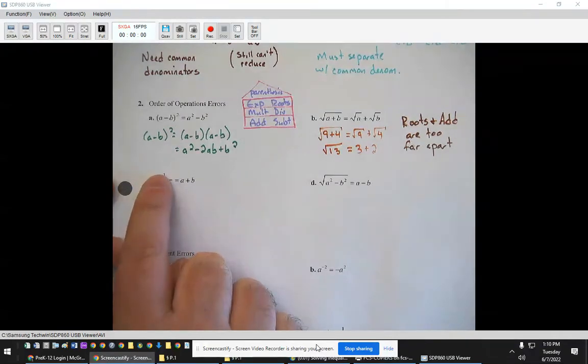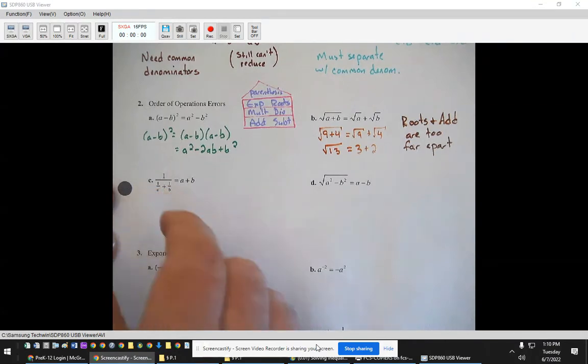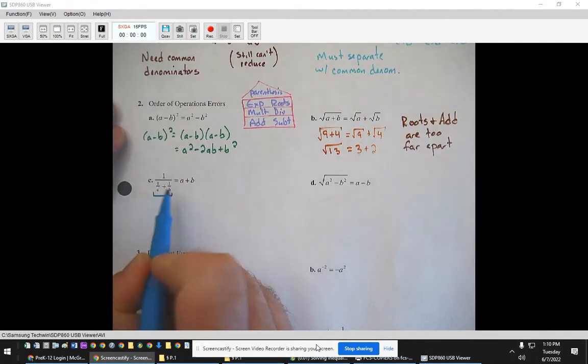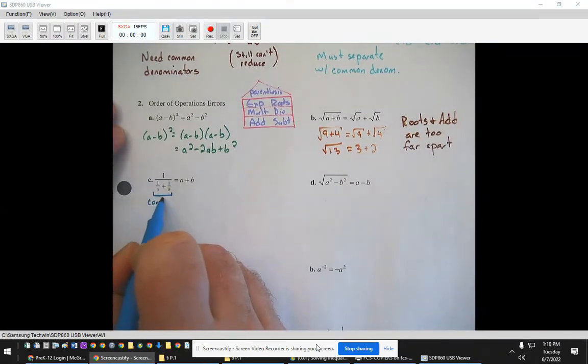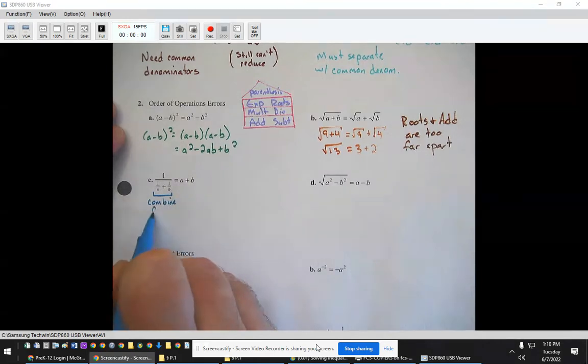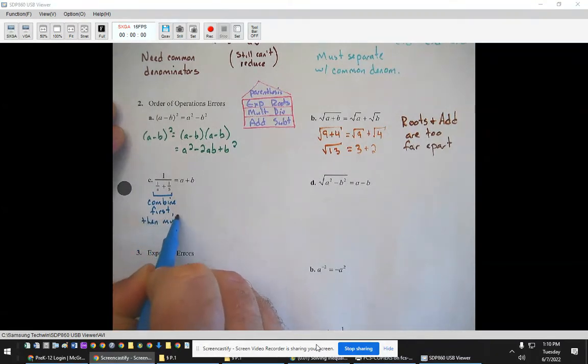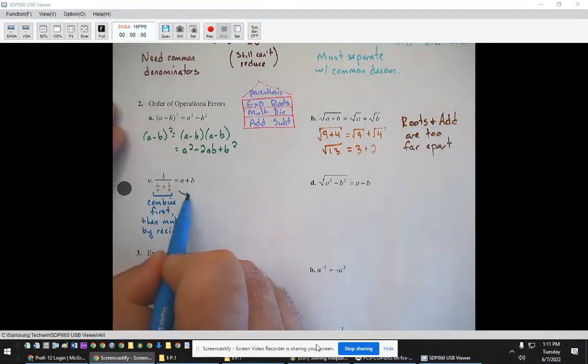We've got a division of 1 divided by, and then these fractions are added together. So I have to combine those first to be able to do the flip and multiply move. So I would have to combine first, then multiply by the reciprocal.